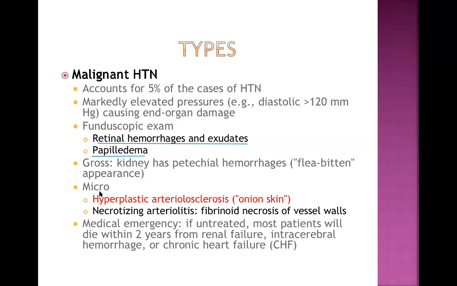On the microscopic examination, hyperplastic arteriolosclerosis or onion skin-like appearance is seen on the wall of the blood vessels. This is quite important point. Just now we have seen that picture. And necrotizing arteriolitis is also occurring. That means fibrinoid necrosis of the vessel wall. That is not very common in comparison to onion skin-like appearance.